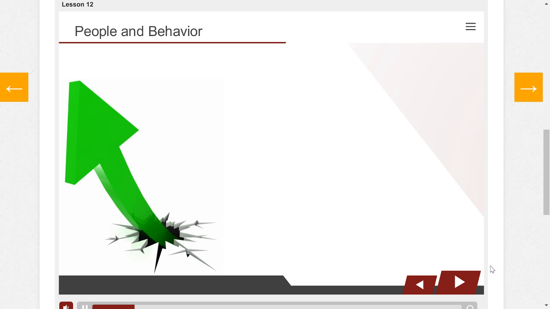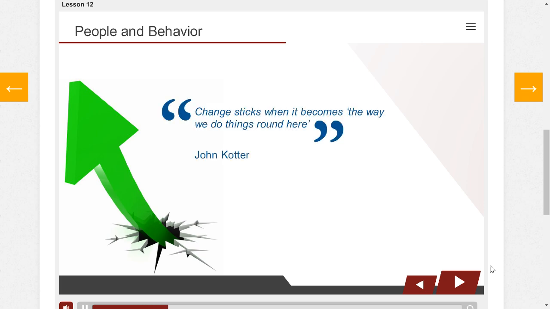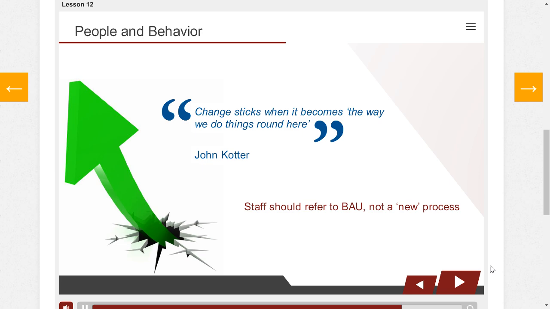John Kotter said, "Change sticks when it becomes the way we do things round here." Ideally, we want to hear staff talking about how we work as business as usual. As long as staff refer to practices as the new process or the new structure, it isn't fully embedded, and there's a risk of backsliding.